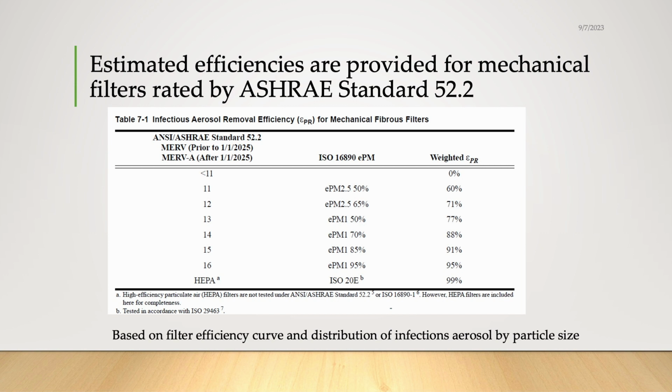For fibrous filters, because we have this issue that they collect particles according to the size distribution, but pathogens are distributed non-uniformly through the particle sizes, we had to come up with estimates of the overall effectiveness. And so there's a table in the standard that allows you to pick an efficiency by MERV value or by equivalent ISO value for different filters.